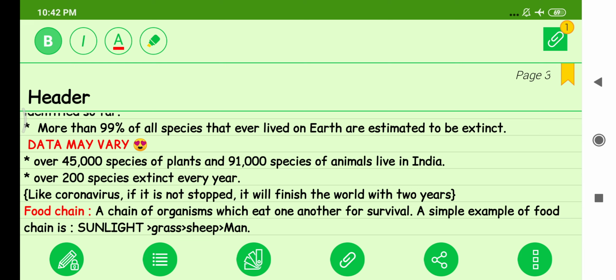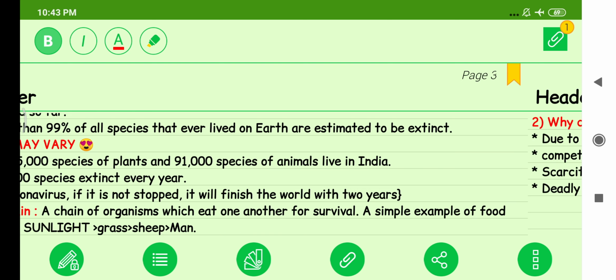And food chain is a term you need to know. Since we are reading about environment, you need to know what food chain is. A food chain is a chain of organisms which eat one another for survival. A simple example of food chain is that sunlight makes grass grow. Grass is eaten by sheep. Sheep is eaten by man. And if something happens to sheep or grass, man will die automatically. That is what this food chain is all about.